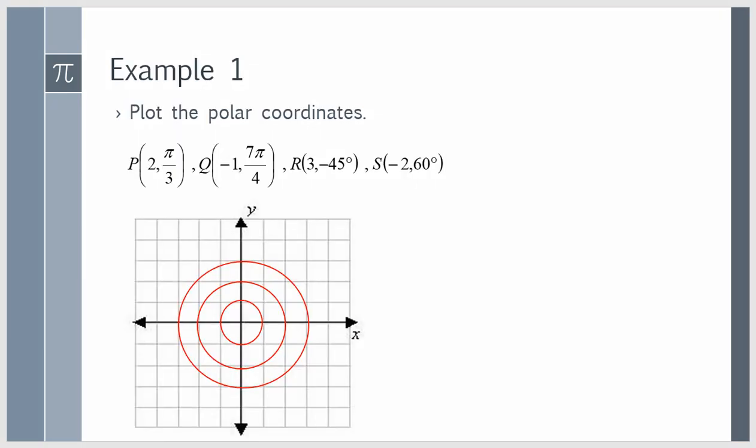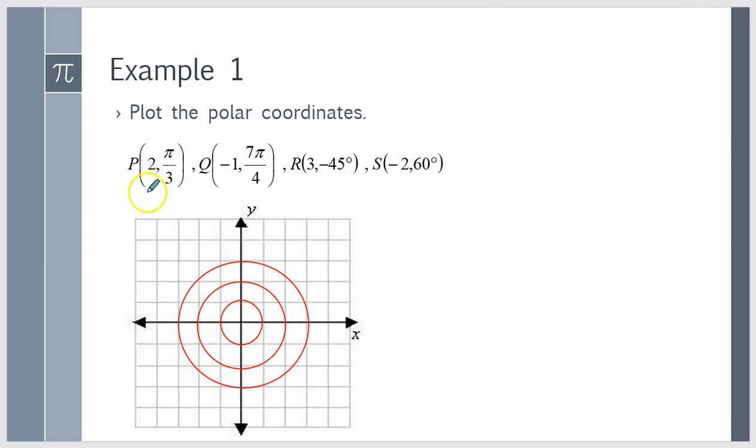So here I'm going to quickly walk you through plotting 4 different polar coordinates on a graph. Now my graph doesn't have the angles very well labeled, so I'm just going to be approximating where pi over 3, 7 pi over 4, 45 degrees, etc. are. But it does show the circles I was talking about earlier. Anytime you have an r value of 1, you should have a dot somewhere along this first circle. Whenever your r value is 2, it should be somewhere along the second circle, etc.